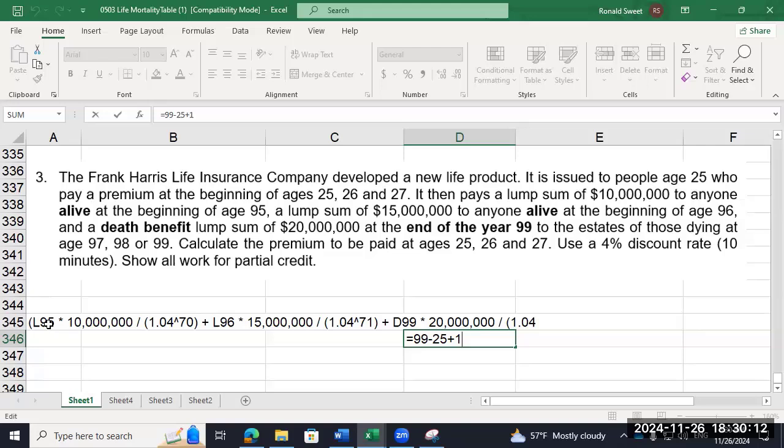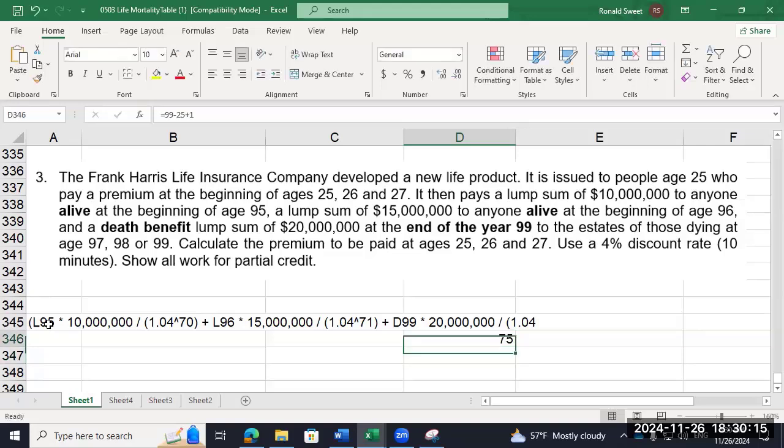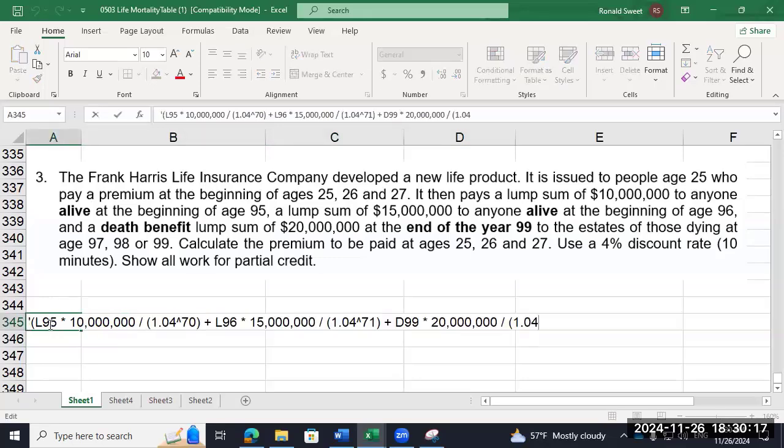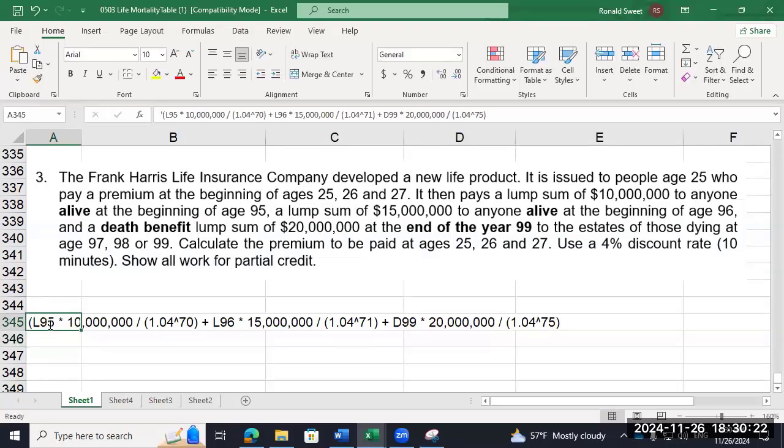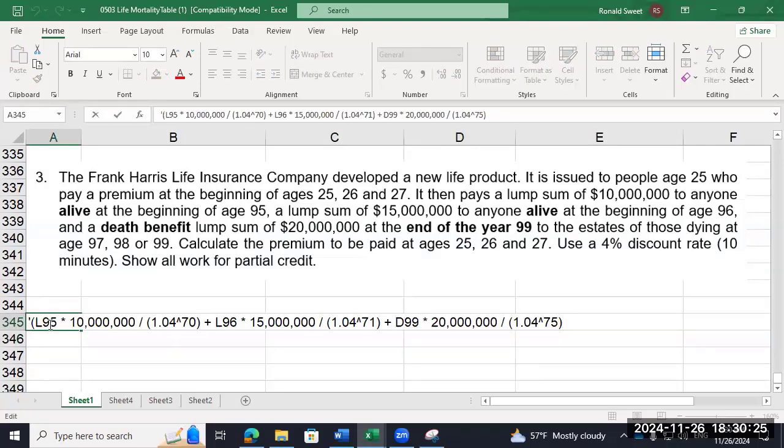Now, I don't quite have it correct here, and I'll show you why in a second. Some of y'all may have already figured that out. We're going to raise that to the 75th. But it's paying out to people alive at age 97, D98, and D99. So you have to add those 3 together. You don't subtract 97 minus 25, 98 minus 25, because you're paying them all at the end of 75 years. So those who die at age 97, their estate has to wait 2 years to get their payout.